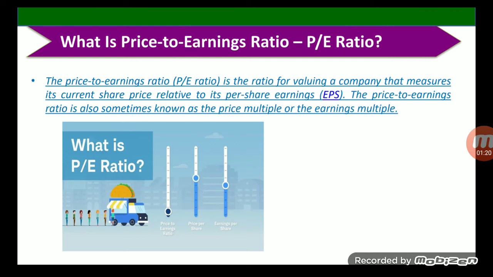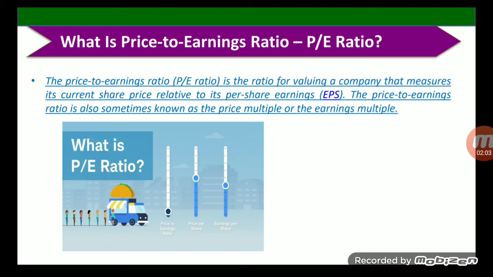What is P ratio? The full form of P ratio is price to earning ratio. The name of this title itself suggests that the P ratio is the relative comparison between share price and its earning. So, the price to earning ratio is the ratio for valuing a company that measures its current share price relative to its per share earning. The price to earning ratio is also sometimes known as the price multiple or the earnings multiple.